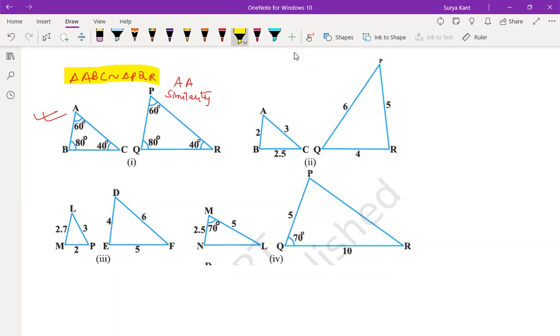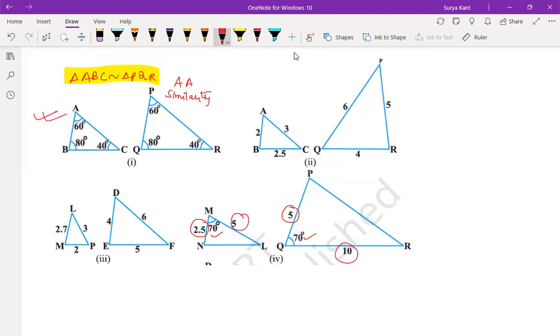So triangle ABC is similar to triangle PQR, okay? Like this, you just tell me for the fourth triangle, how do you write? If these both triangles are similar, in which way do you write? See, angle 70 and 70 is matching over here. This is 2.5, this is 5. Means ratio is 1/2. Here ratio is 1/2 again, right?